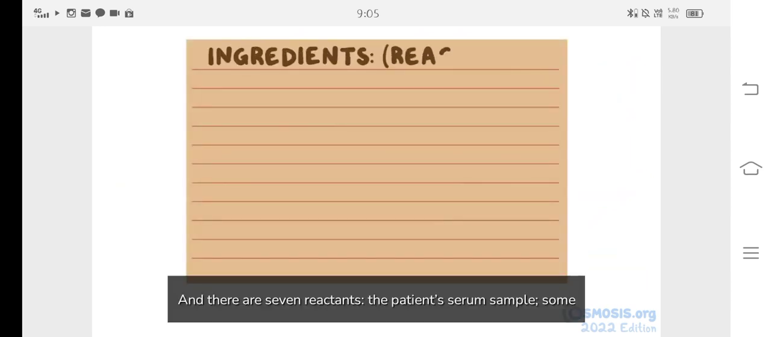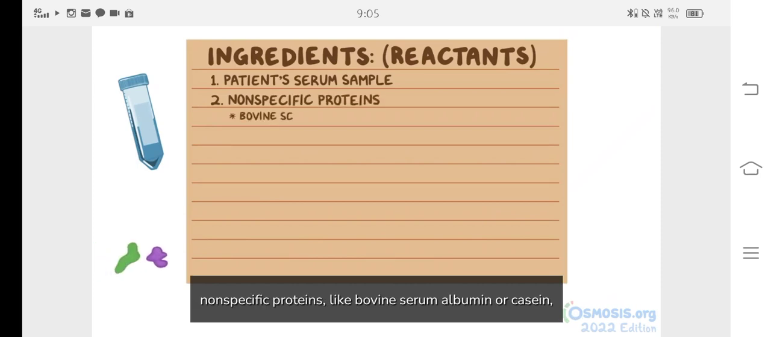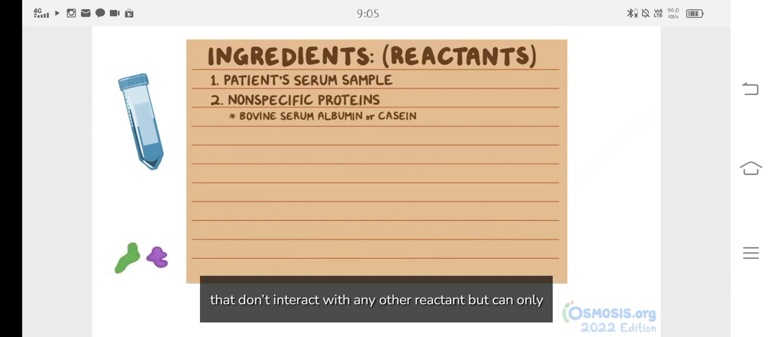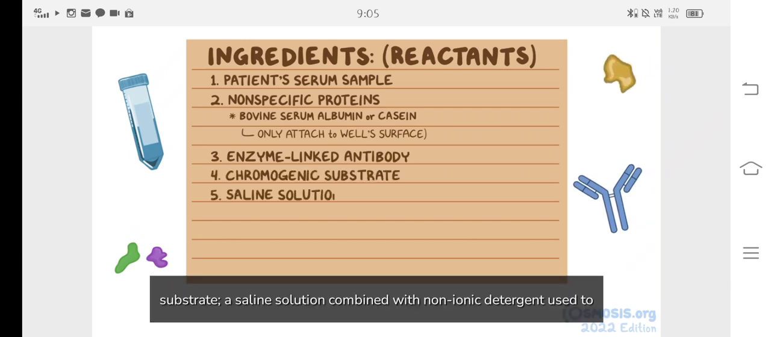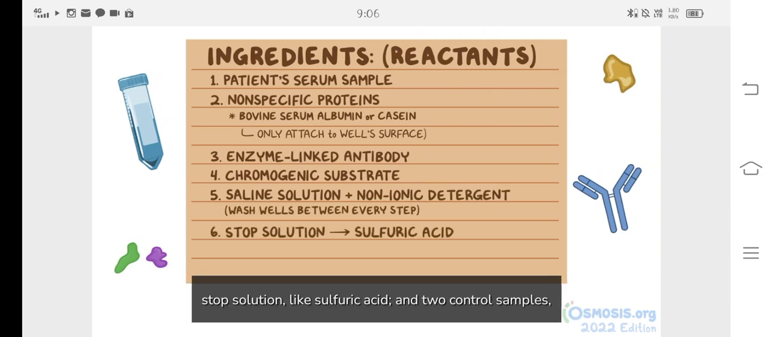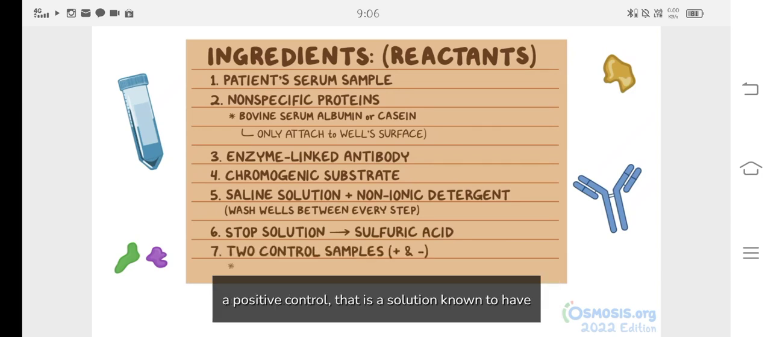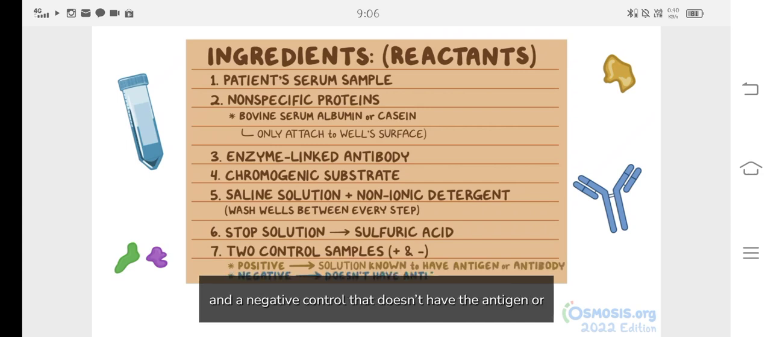And there are 7 reactants: the patient's serum sample, some nonspecific proteins like bovine serum albumin or casein that don't interact with any other reactant but can only attach to the well's surface, the enzyme-linked antibody, the chromogenic substrate, a saline solution combined with non-ionic detergent used to wash the wells between every step of the procedure, a stop solution like sulfuric acid, and 2 control samples, a positive control, that is a solution known to have the antigen or antibody you expect to find, and a negative control that doesn't have the antigen or antibody.